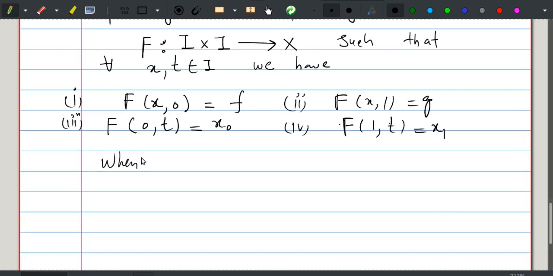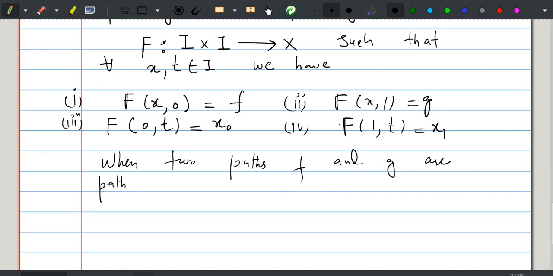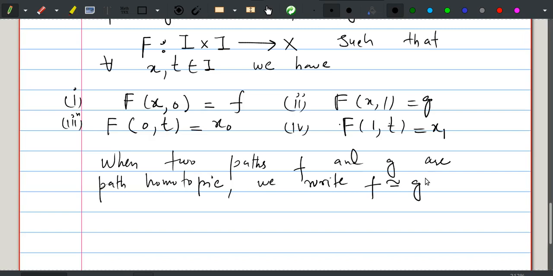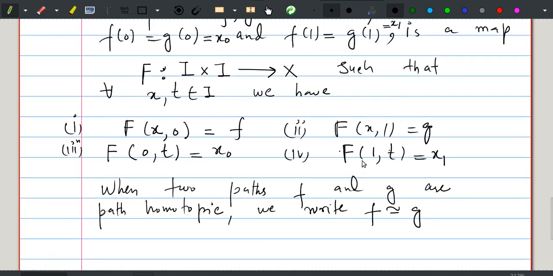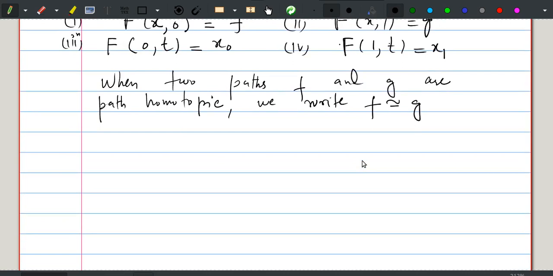and when two paths f and g are path homotopic, we write f is homotopic to g. Now I'll explain this thing in a bit, but before this we'll do an example, and I'll explain this whole definition in this example.